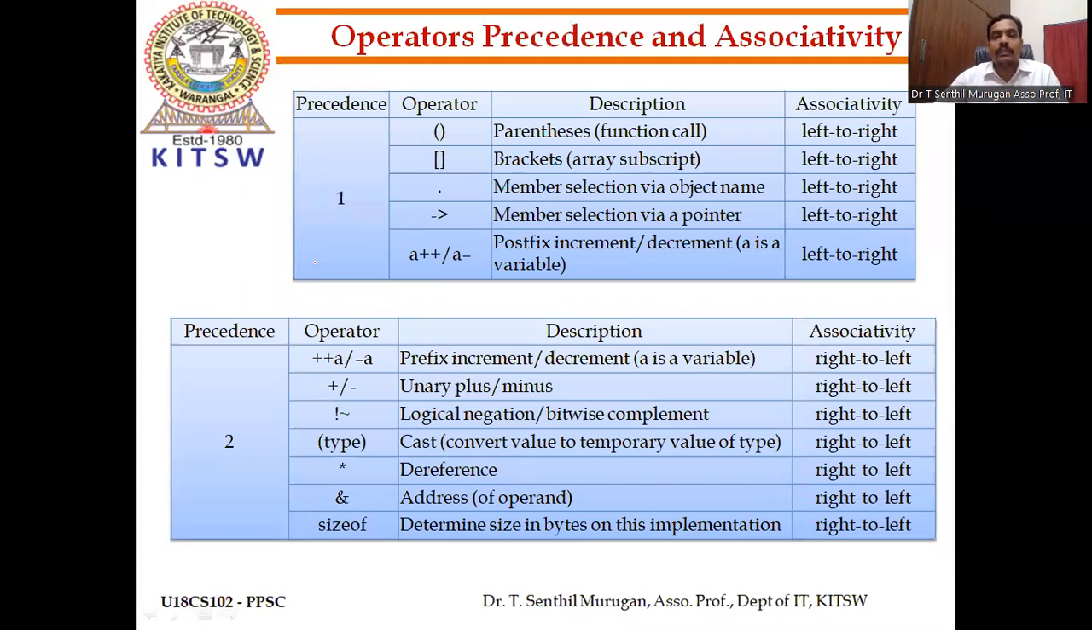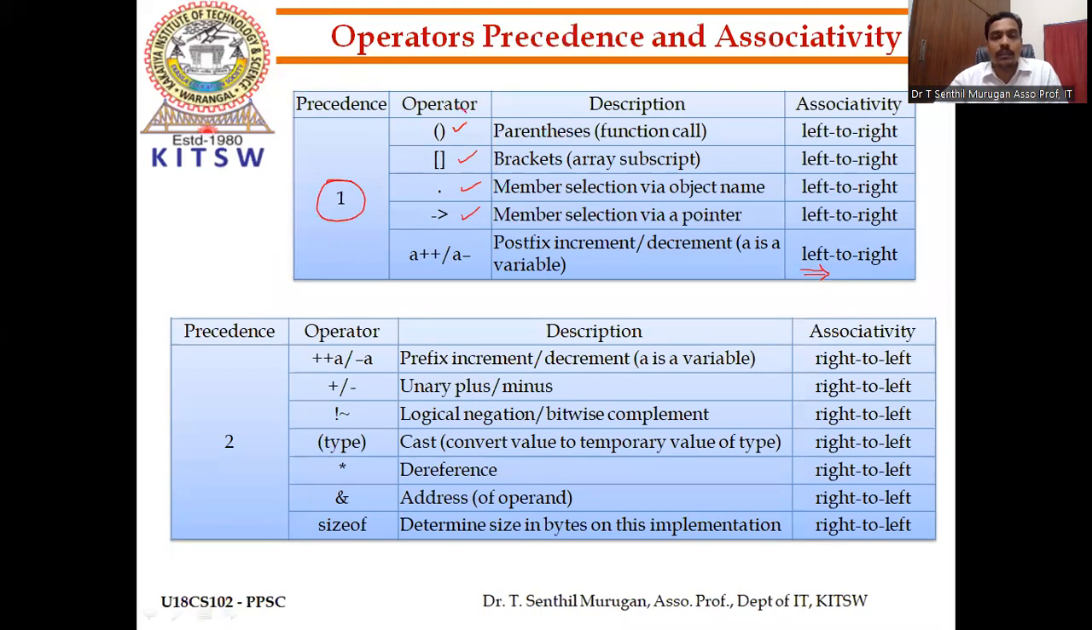Now we are discussing the precedence and associativity. The first precedence has parenthesis, then brackets for arrays, then member selection, then pointer values. These operators have the same precedence. When they have the same precedence, what do you have to do? You have to apply left to right associativity.